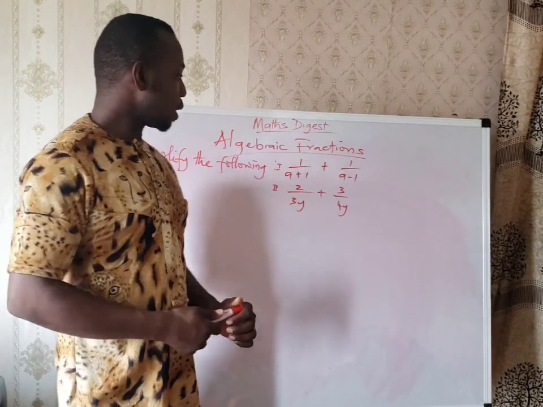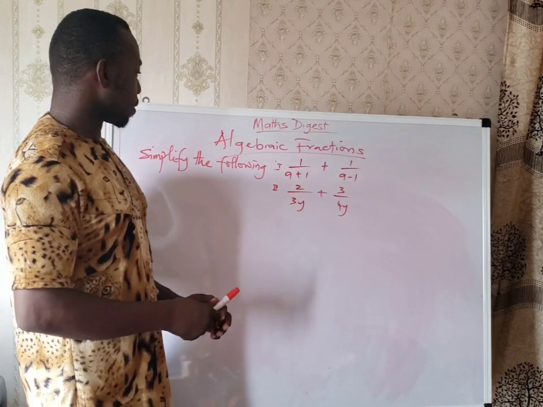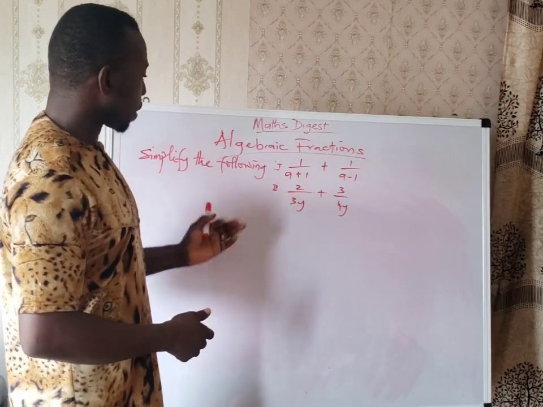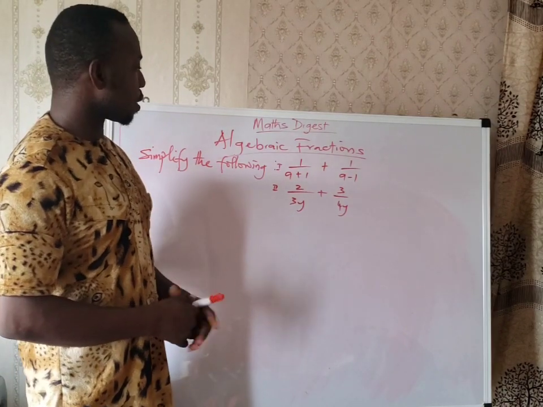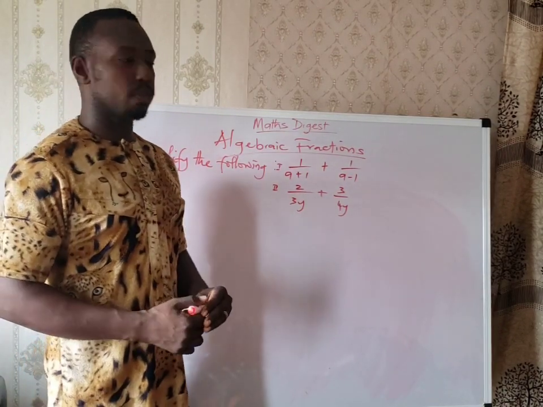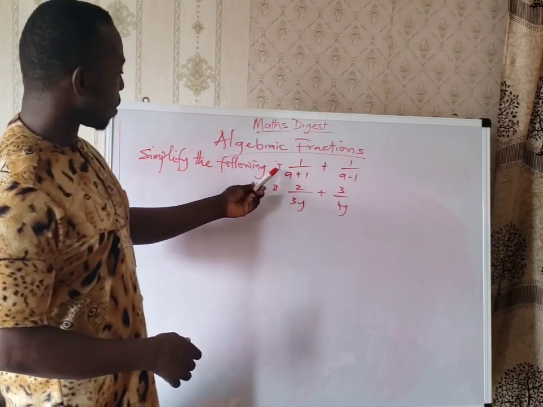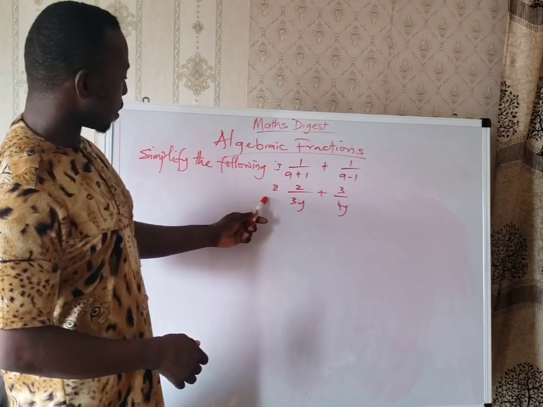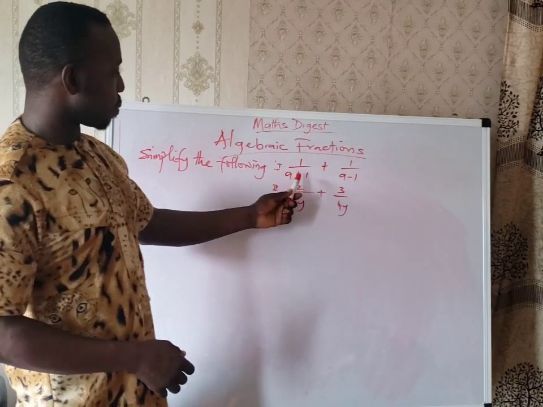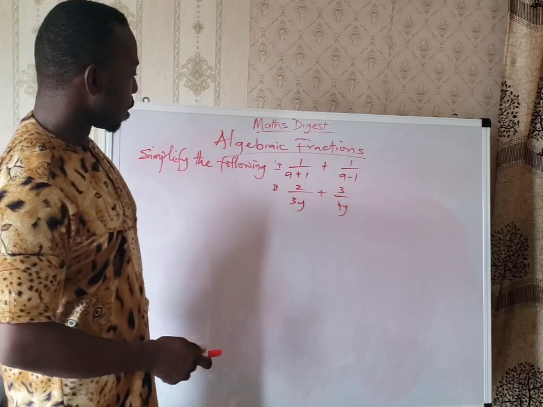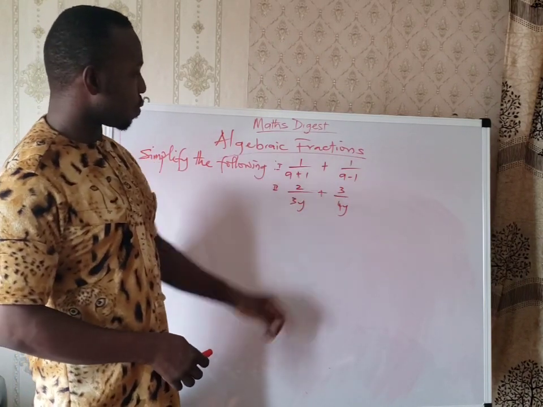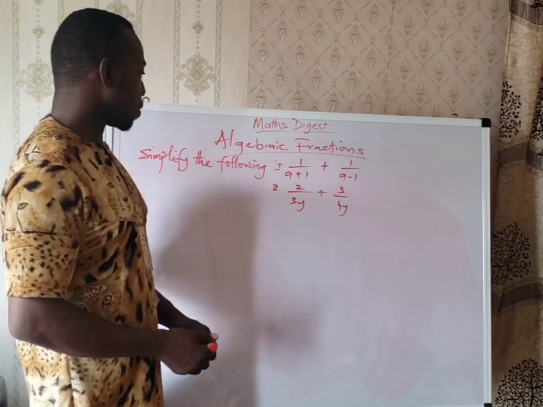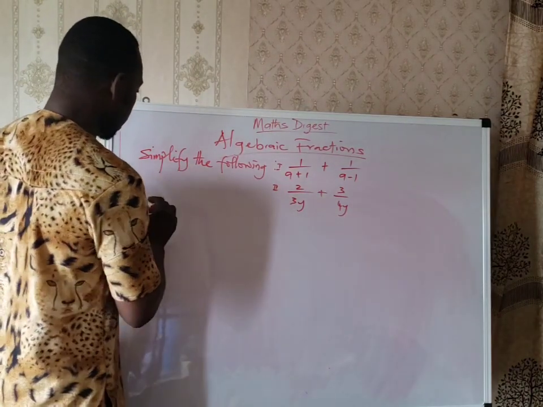Now, if you want to simplify algebraic fractions, what is actually being asked is to take it to its reduced form. Okay. Now we look at example 1 here. The first example says 1 over a plus 1, plus 1 over a minus 1. Now let's go down to this. Let's take the first one.